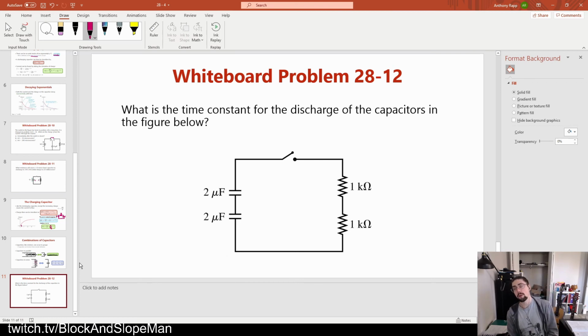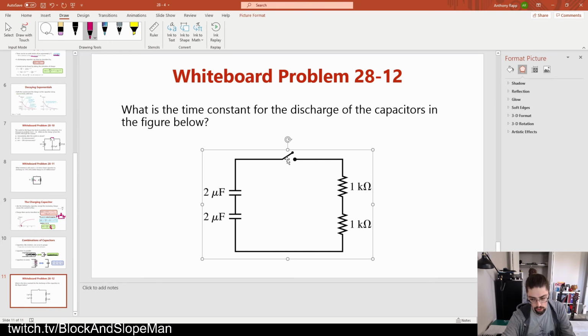Let's say that the capacitors are already charged up all the way, and we are about to close that switch and start discharging them. But that's not really important. I'm much more interested in finding the time constant of this circuit. All right. So how's about where we start taking a look?